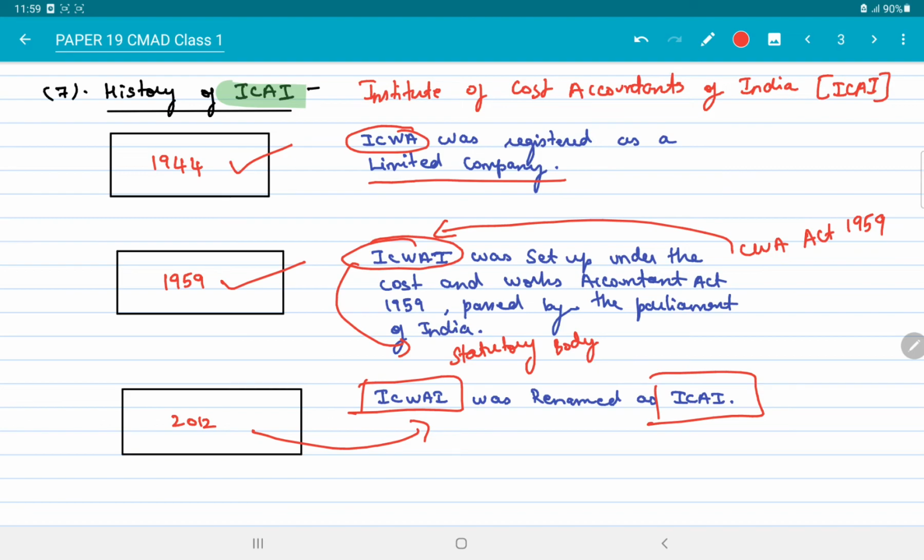So this is basic history, but one mark questions will be tested from here also, history of ICAI, and also from history of cost audit. They will test for 1 mark, or they may ask for 3 to 4 marks. So you should know the years 1965 to 2014 what happened in history of cost audit, and from 1944 to 2012 how changes came to the institute. It's a theory portion, but you should know.